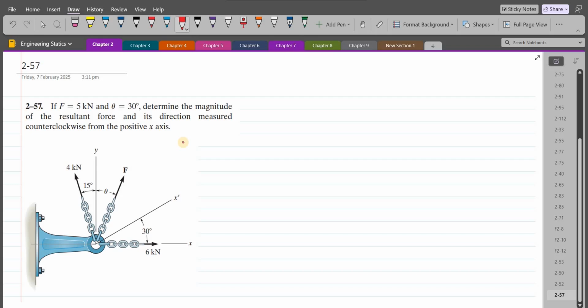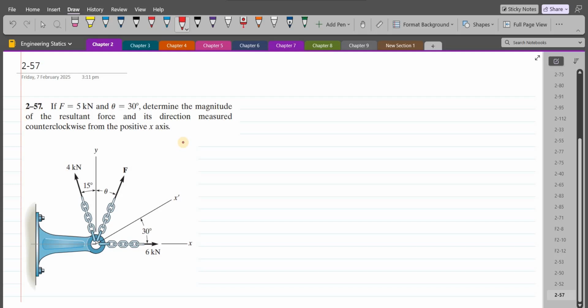In this video, we will solve problem 2-57 from R.C. Hibbeler Engineering Statics, 15th edition. According to this problem, if F is 5 kilonewtons and theta is 30 degrees, we have to determine the magnitude of the resultant force and its direction measured counterclockwise from the positive x-axis.